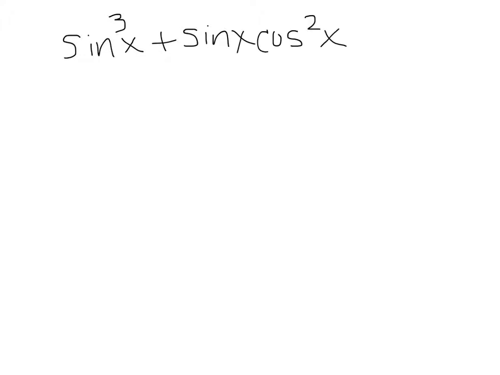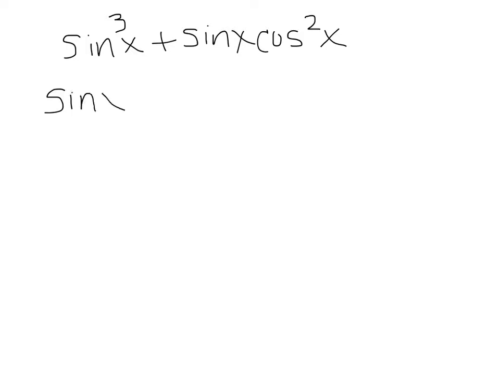On problem number 4, we need to use our factoring skills. We begin with the sine cubed of x plus the sine of x times the cosine squared of x. If you think back to algebra, if you notice both terms of the expression have a sine x. Let's take that sine x out. That would be the GCF.